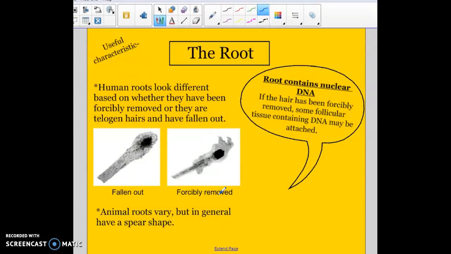The root is also a useful characteristic. Again, we talked about whether it had fallen out or was forcefully removed. So this is a hair that had fallen out, and this is a hair that was forcefully removed. You can see there's a follicular tag on this one, and you can see it's very jagged, and that's what shows that it was forcefully removed. If the hair has been forcefully removed and some of that follicular tissue is on there, you can try to do a DNA match or sample from there as well. Hair by itself doesn't have any DNA, but if you get the follicular tag on it, you can test for skin cells with DNA.